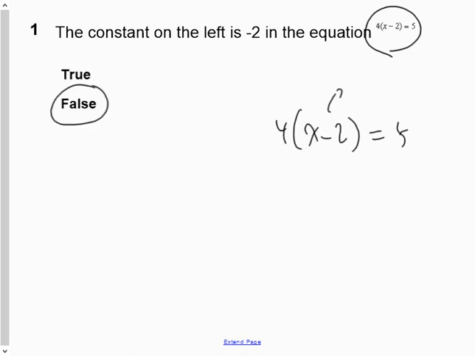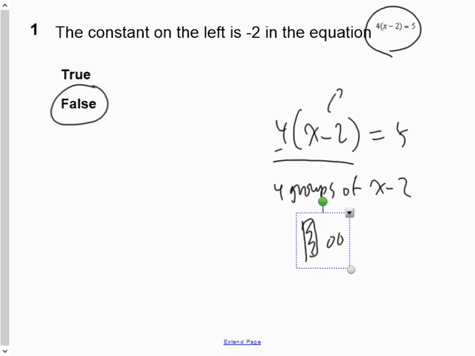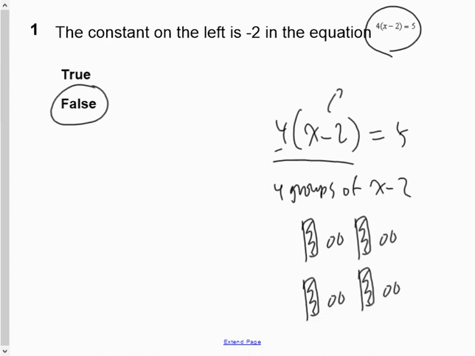What distributive means is this says I have 4 groups of x minus 2. So if I was to draw that out, there's an x and a minus 2. And since this is 4 groups, I would have to quadruple it. So I'll take it, and I'll double it, I'll triple it, and I'll quadruple it, or multiply it by 4. And when I do so, I see that I don't have a minus 2 constant. I actually have a minus 8 constant.